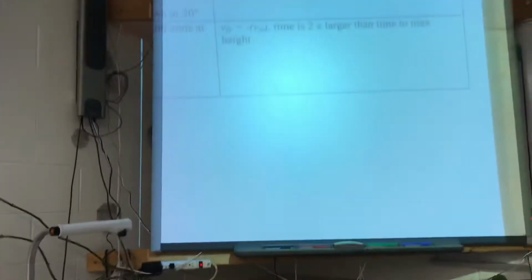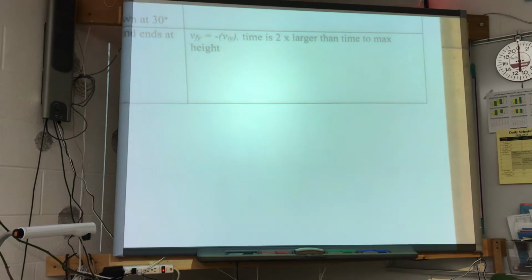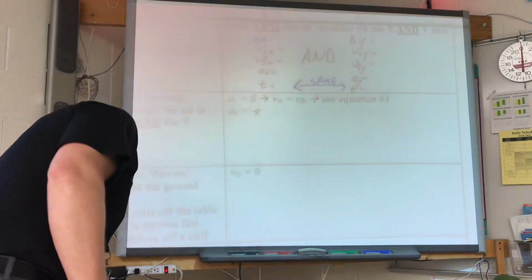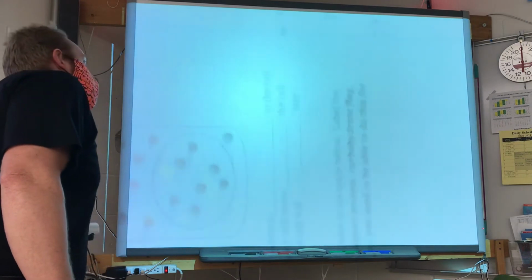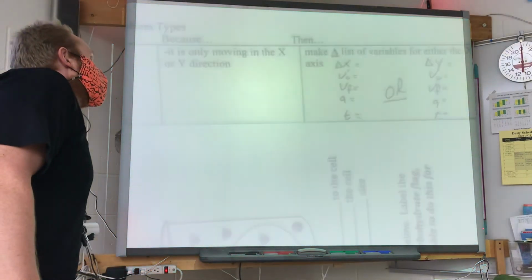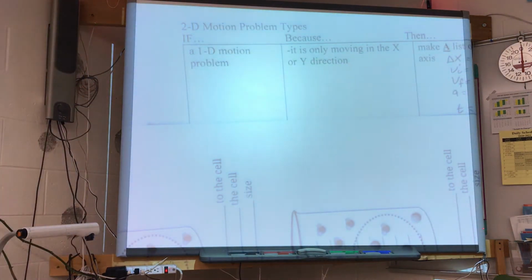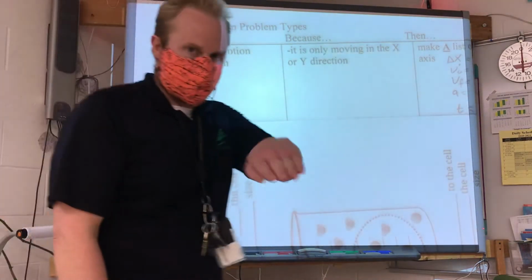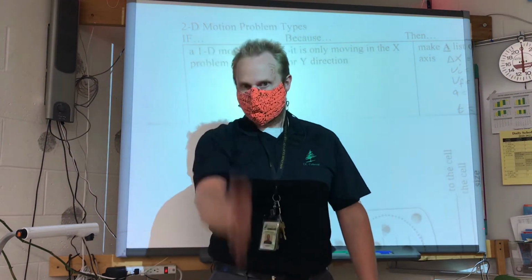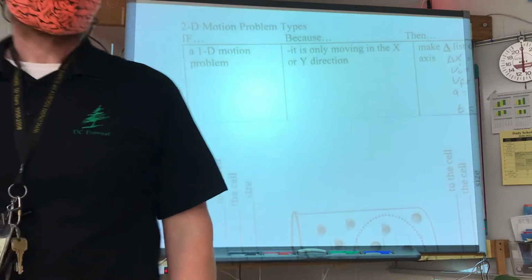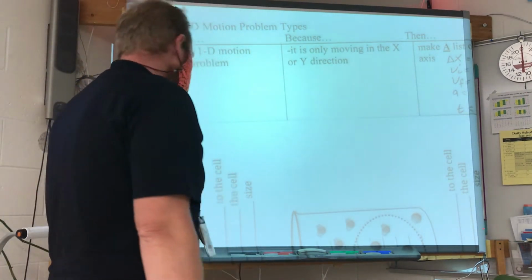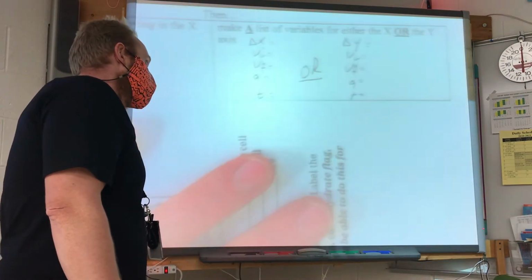Okay, so problem types. It could be a 1D motion problem. And how in the world would you know if it's a 1D motion problem? You know it's a 1D motion problem, yellow sheet, picked up from the bag, also linked electronically as a PDF form, because the object's only moving in the X or it's only moving in the Y direction. The key word is or. So it's a 1D motion problem if it's moving in only the X or only the Y.